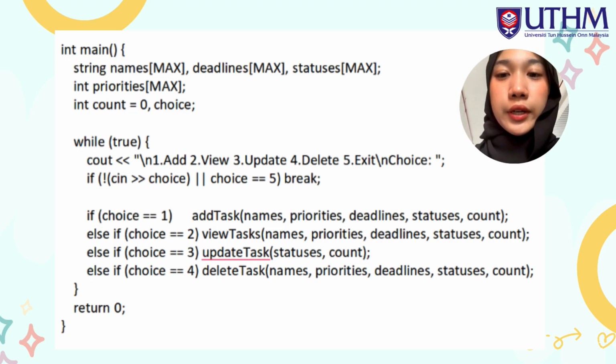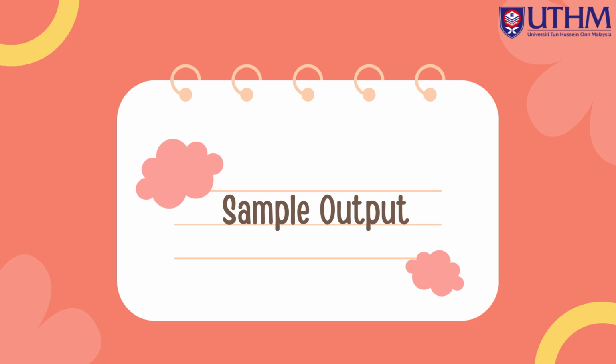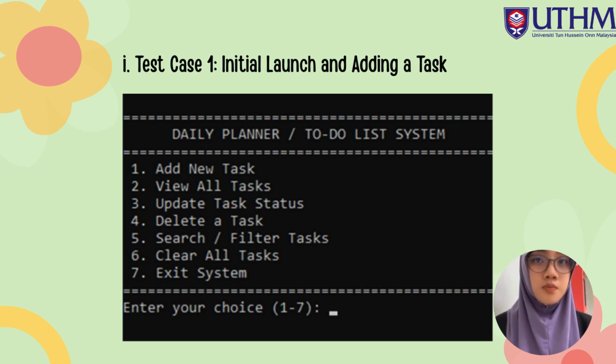So now I will explain the main function. For test case 1, I test the initial launch of the daily planner and to-do list system. When the program starts, the main menu is displayed with 7 options such as adding a new task, viewing task, updating task status, deleting task, searching task, clearing all tasks and editing the task.